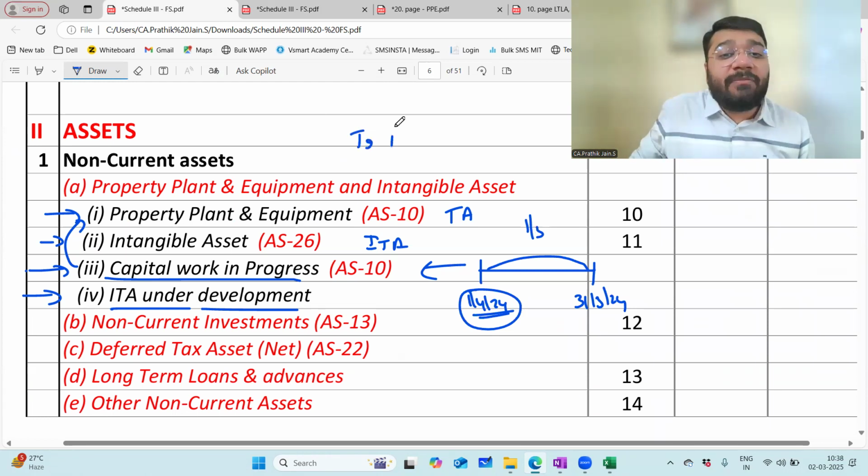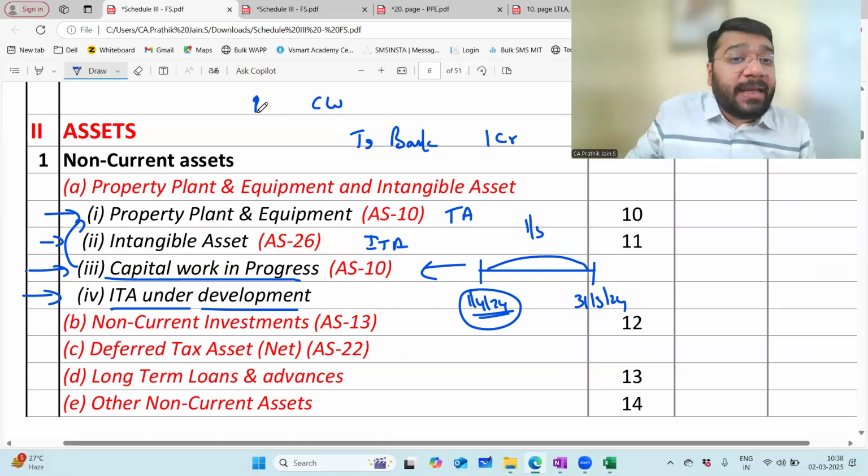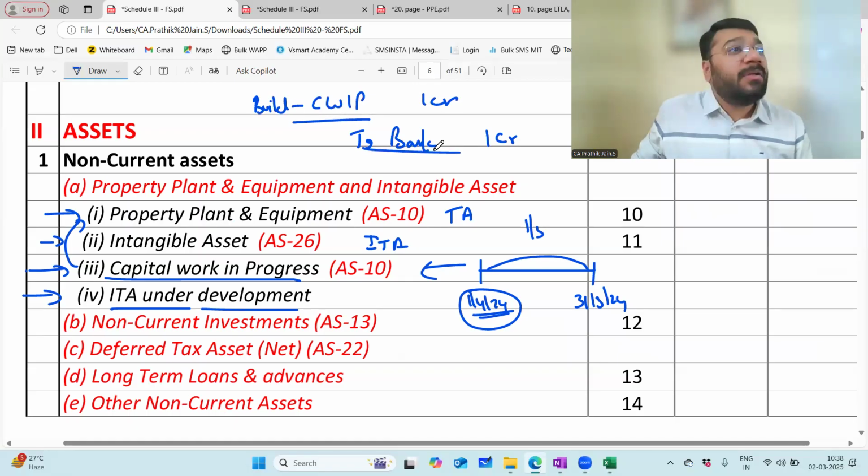Sir, money is going out of my bank account. So to bank account, 1 crore. Debit will be given where? Capital work in progress. So building, capital work in progress, 1 crore to bank.